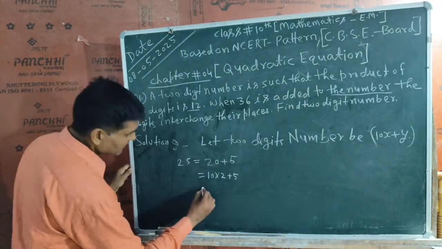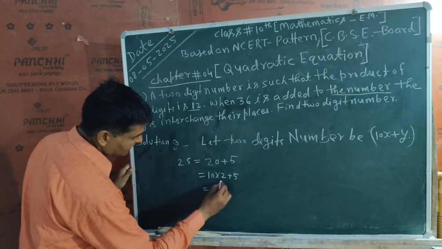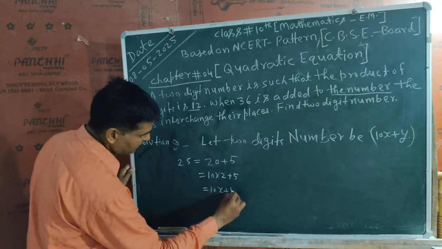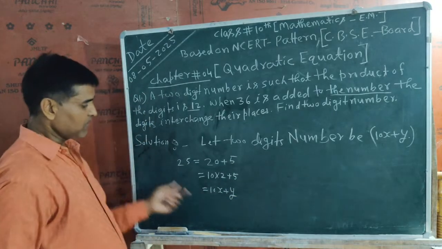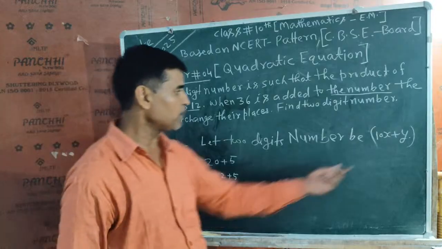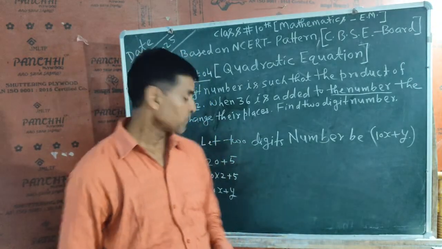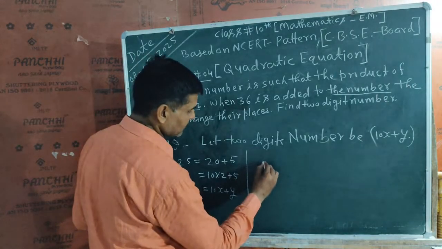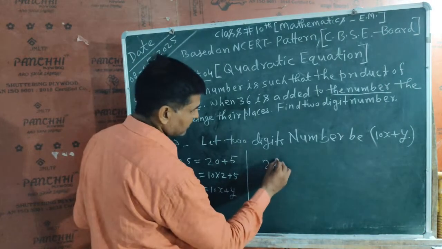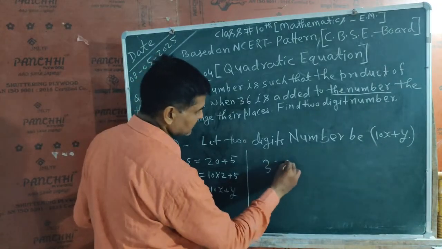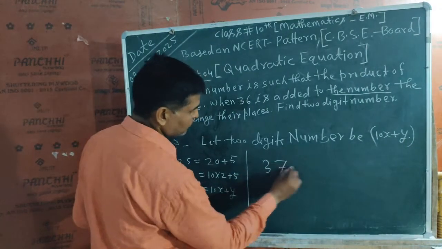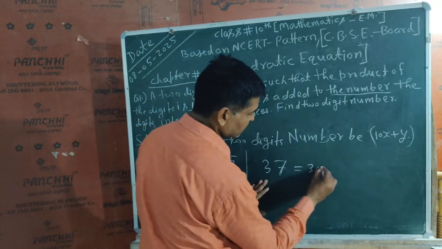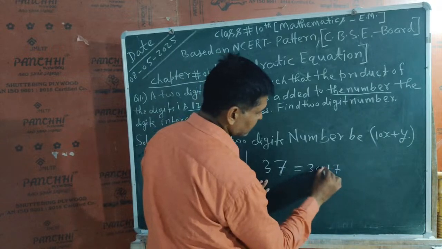Okay student, so in the place of 10 I am writing 10, in the place of 2 I am writing x, and in the place of 5 I am writing y. So any number you can write in the form of 10x plus y. I am also going to give another example. Suppose you write 37. So 37 you can write as 30 plus 7.